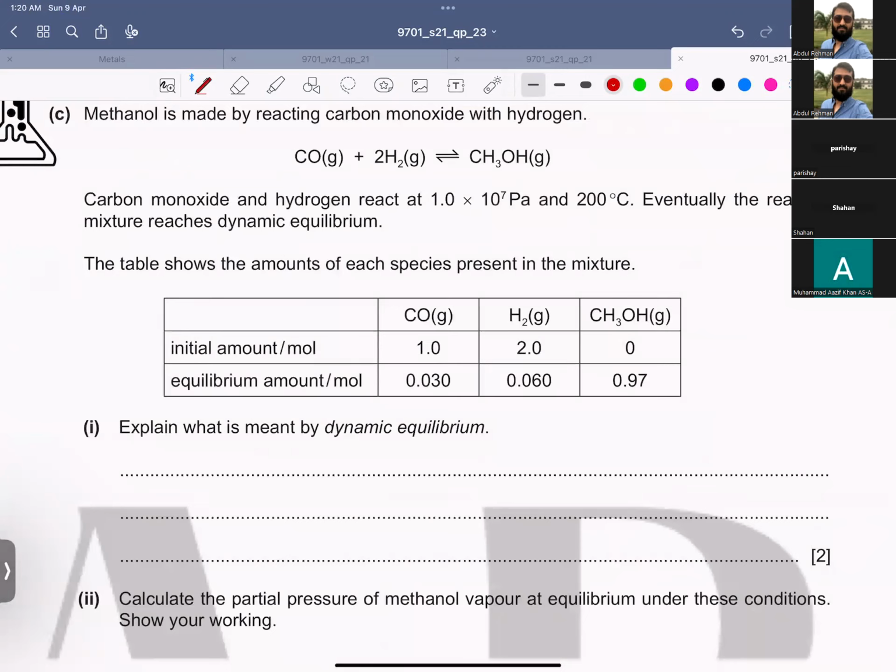Methanol is made by reacting carbon monoxide with hydrogen. The carbon monoxide and hydrogen react at 1 times 10 to the power 7 Pascal and 200 degrees Celsius temperature. So we got that pressure and temperature. Eventually, the reaction mixture reaches dynamic equilibrium. The amounts of each species present in the mixture are shown. See, they have given you the equilibrium amounts as well.